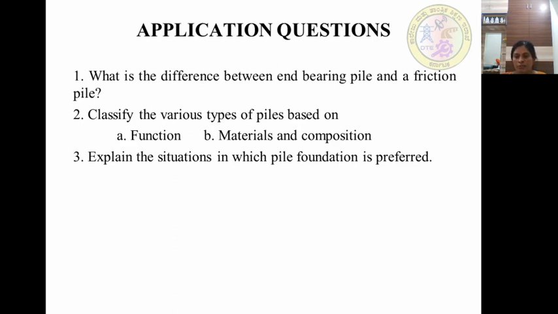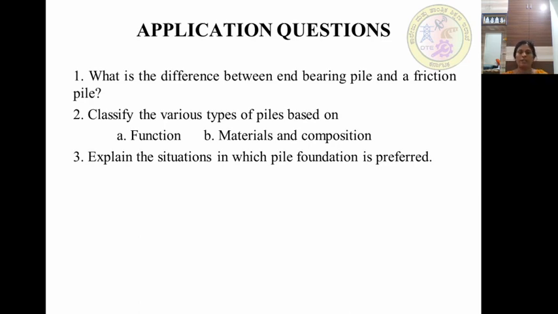In shallow foundations, as I already told, the depth of foundation is equal to or less than the width. So when the depth of foundation is equal to or less than the width, it is called a shallow foundation. In deep foundations, the depth of foundation is greater than 3 times the width, so it is called a deep foundation. Deep foundations are classified into two types: pile foundations and well foundations. Pile foundations are classified on the basis of function, materials, and also composition.